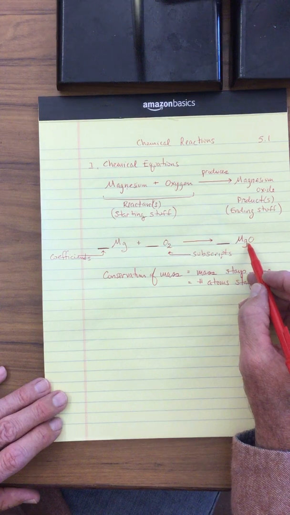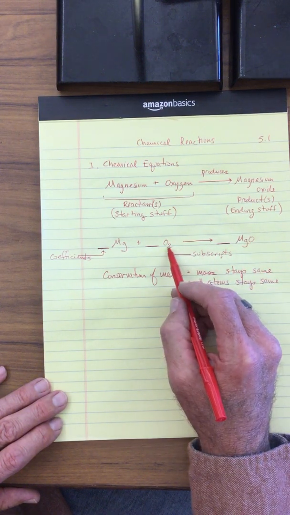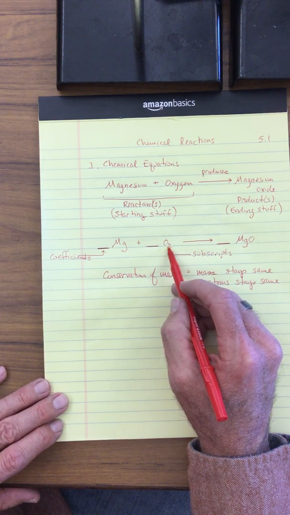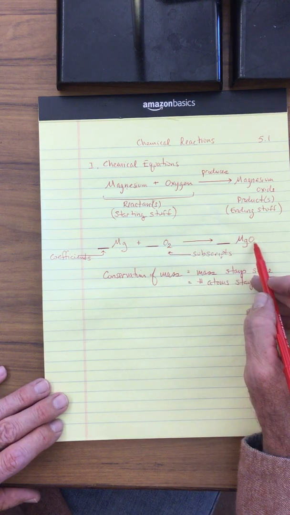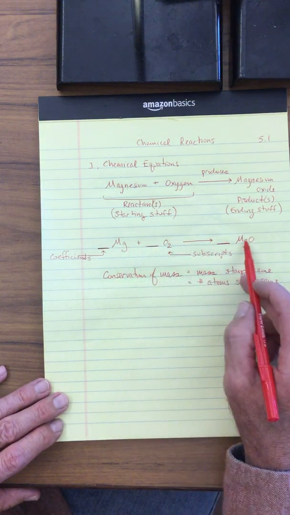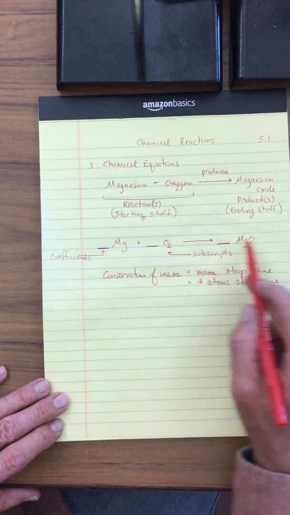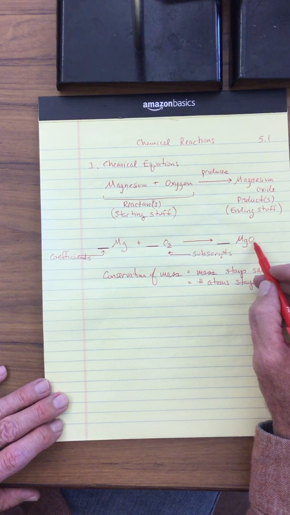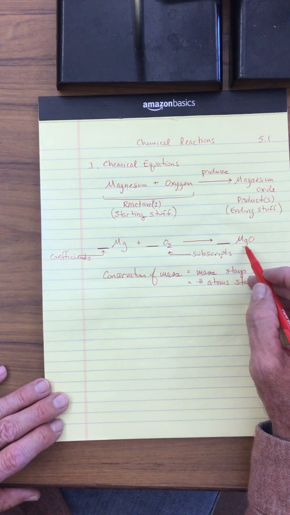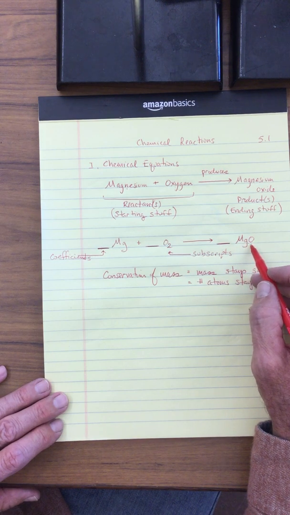How many magnesiums do we have over here? We have 1. How many O's do we have here? We have 2 O's. How many do we have over here? We only have 1. So we have 1 magnesium, 1 magnesium. We have 2 oxygens, 1 oxygen. We can't just put a little 2 right here, because that would be changing the chemical formula. And MgO2 actually cannot and does not exist.